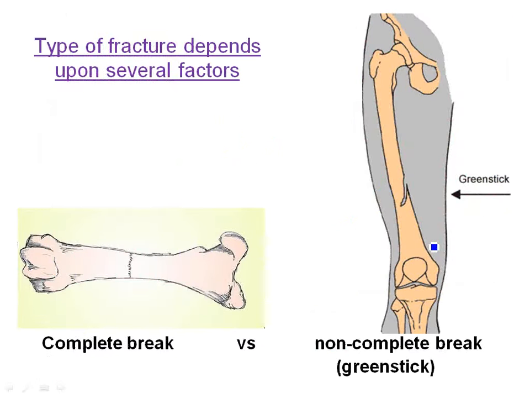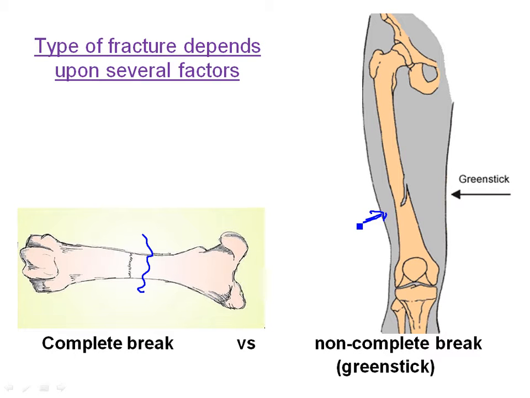Now, we can describe these breaks in several different ways, depending on the position of the bone, the type of the direction of the break. Now, this first descriptive term is whether or not the break went completely through. So on this one, you can see that the fracture went from one side of the bone to the other. It completely broke. Whereas if you look at this one, the fracture did not make it through to the other side. So this would be an incomplete break.